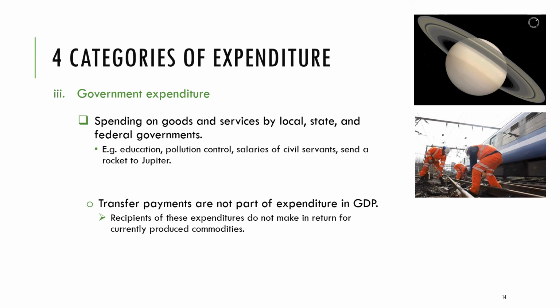Government expenditure refers to spending on goods and services by local, state, and federal governments. These include expenditures on education, pollution control, salaries of civil servants, and sending a rocket to Jupiter. Bear in mind, public transfer payments are not part of expenditure in GDP because recipients of this expenditure do not make anything in return for currently produced commodities.